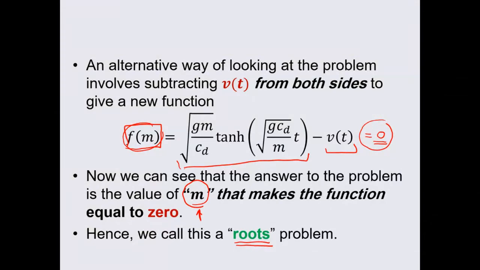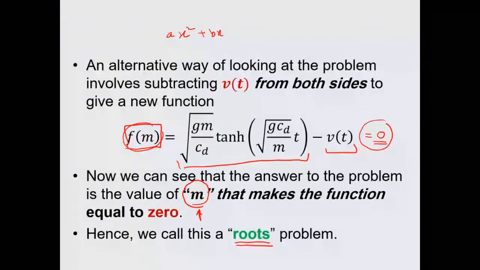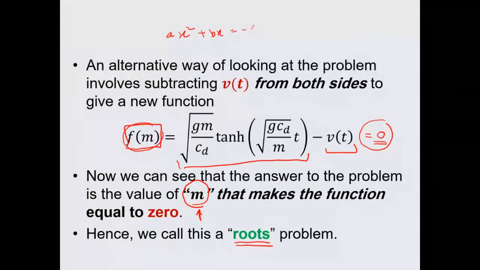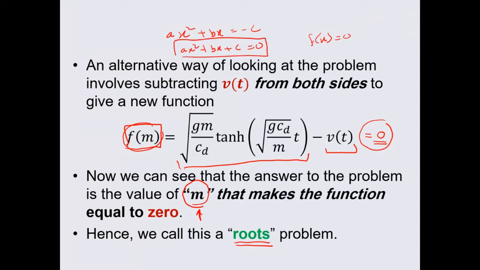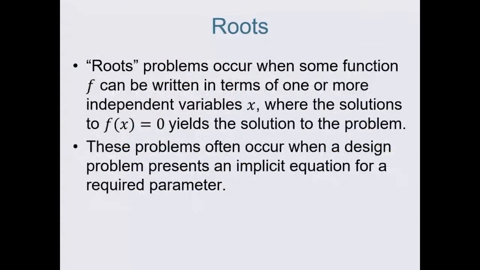If you go back to the quadratic equation, let's say you have ax square plus bx equal to minus c. Now, to find the root, it means that you make your problem to be ax square plus bx plus c equal to 0. So you are saying that your function of x is equal to 0. When you solve this problem, you say that this is a roots finding problem, because you are trying to look for a value of x which is going to make the function become equal to 0.